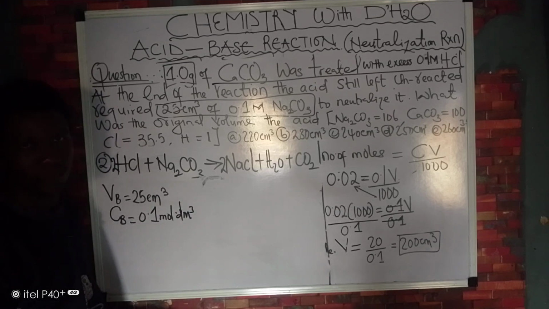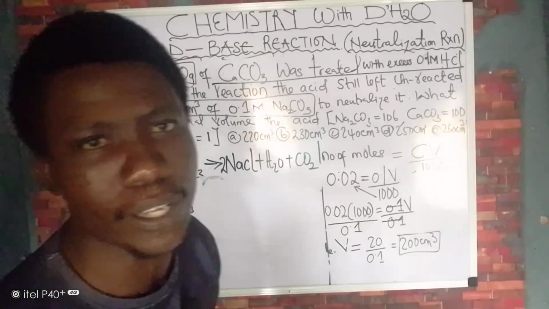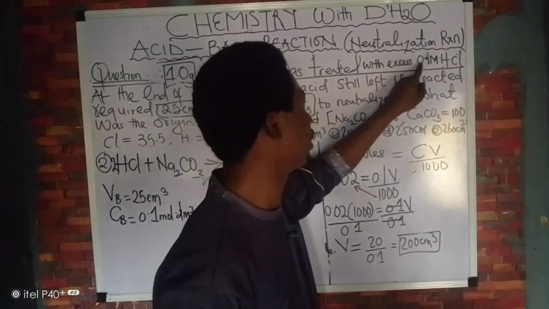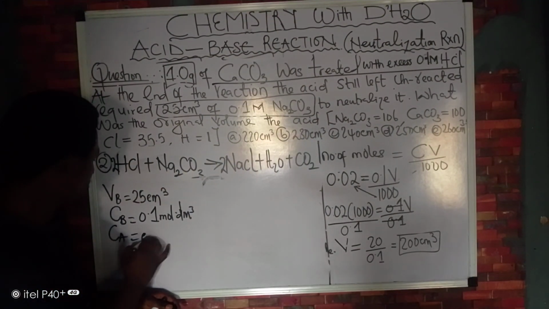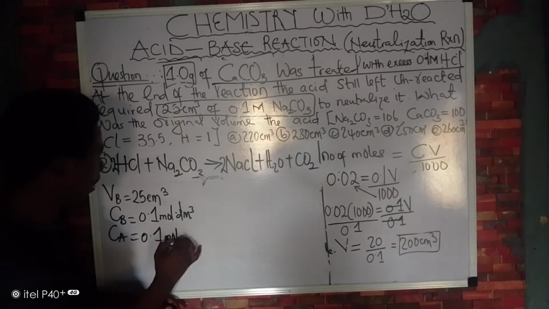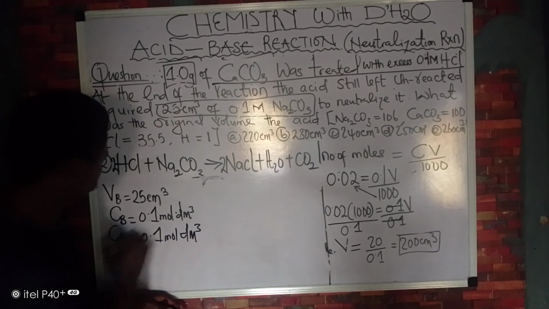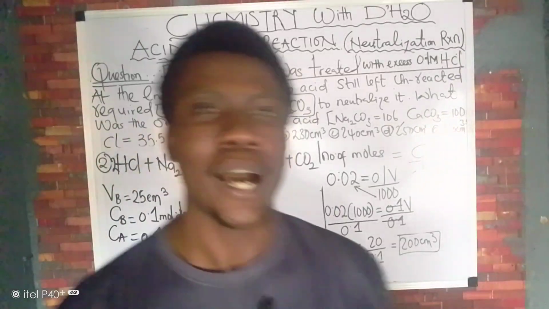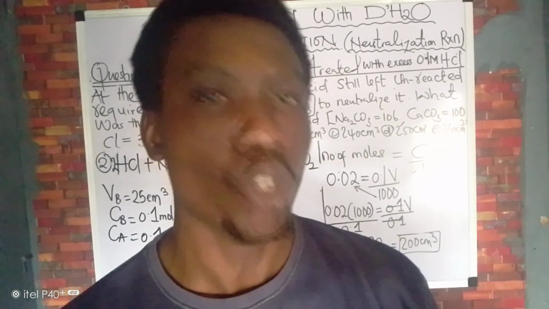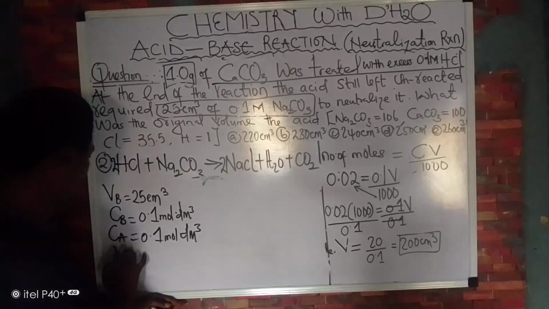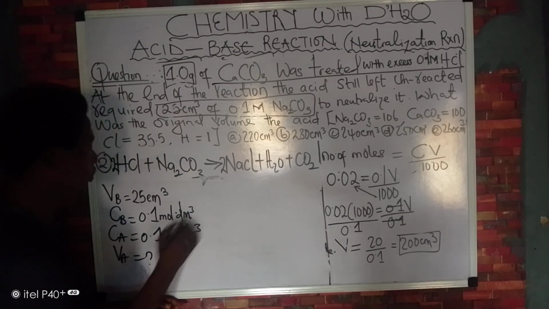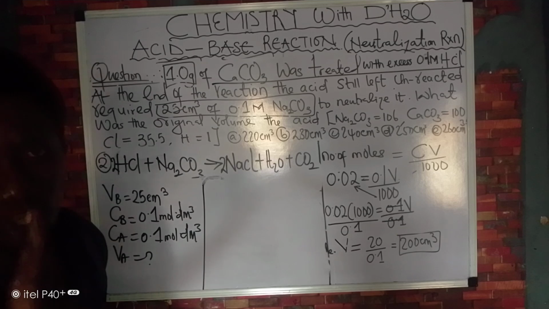That's so interesting. Okay, did they give us the concentration of the acid? Yes, see it here, 0.1 mole per dm cube. So we have Ca is 0.1 mole per dm cube. Did they give us the volume of the acid? No, we are looking for the volume of the acid that reacted with the other base. So we have Va is unknown.